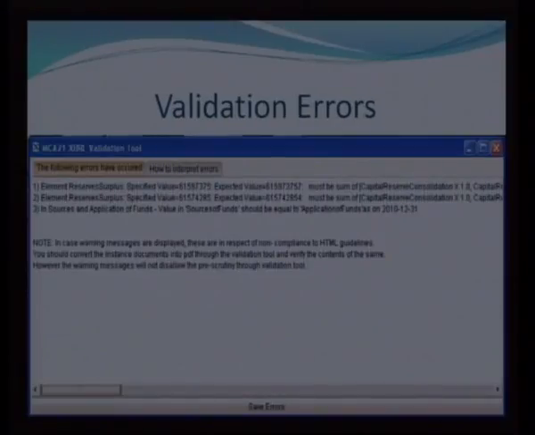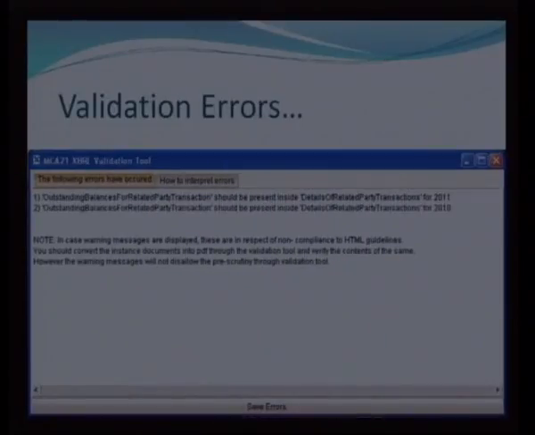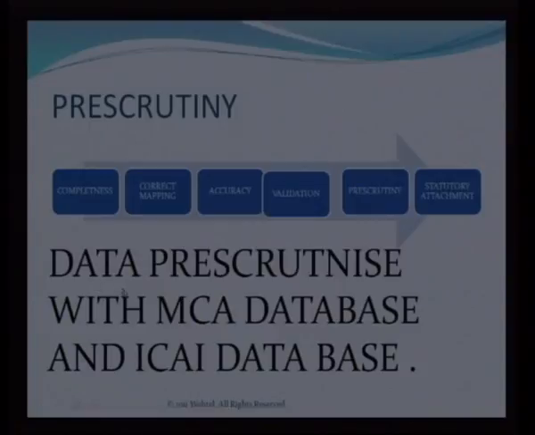Once you pass your instance document through this, if there are a few errors, it will give you all sorts of errors, such as: element reserve surplus, specified value this, expected value this. If there are calculation inconsistencies in the instance document, it will give you this type of errors. And if there are a few related parties for which you have not provided the relevant data, it will provide you errors. Apart from that, once you are through with the basic validation, you need to do the pre-scrutiny.